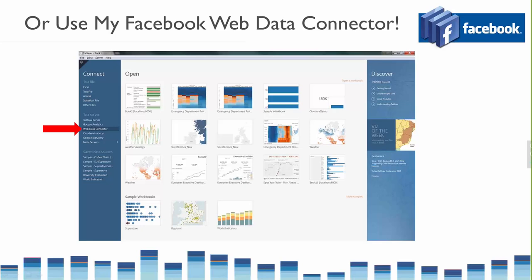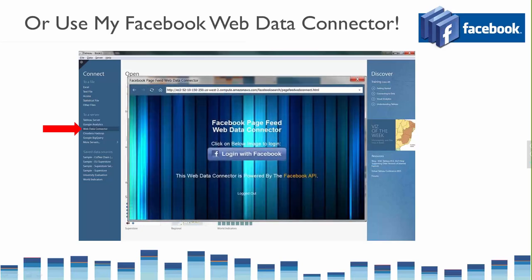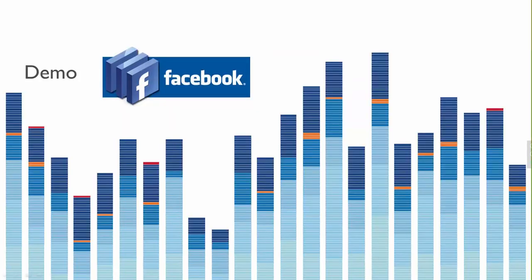So for those of you who are not using the web data connector already, this is a piece of functionality which was released in Tableau version 9.1. And the way you access it is when you open up Tableau Desktop, when you connect to a server, the option you choose is the web data connector. And you simply type in the URL of the web data connector that you're looking to connect to. So in this case, it's the Facebook one. Let's go ahead and look at a demo of how this works in practice.